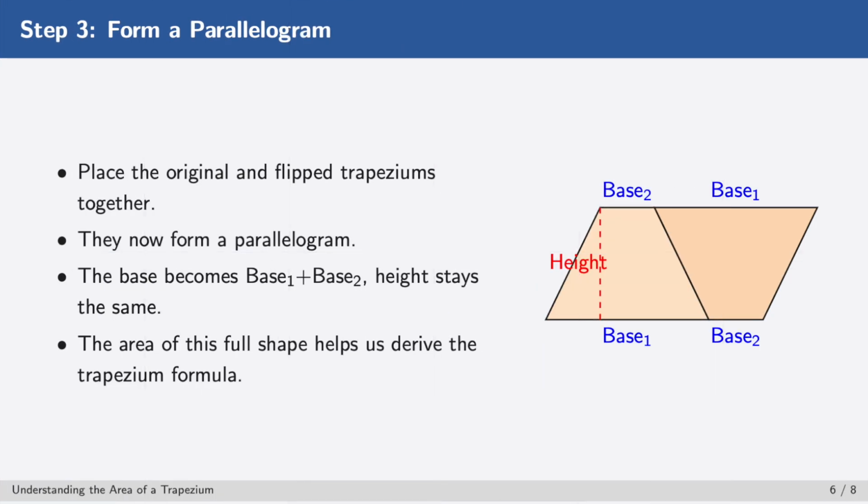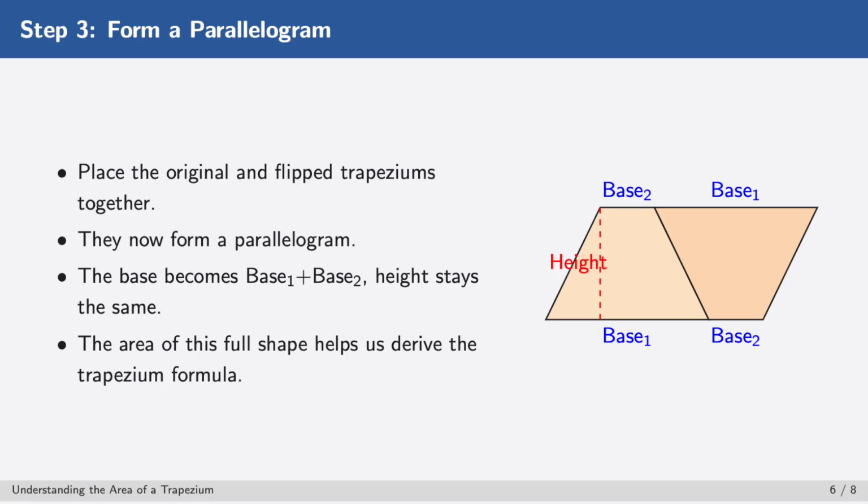Now comes the magic. We place the original and the flipped trapeziums together. When positioned just right, they form a new shape, a parallelogram. What's the base of this parallelogram? Well, it's made up of base 1 from the original and base 2 from the flipped copy. So the full base is base 1 plus base 2.